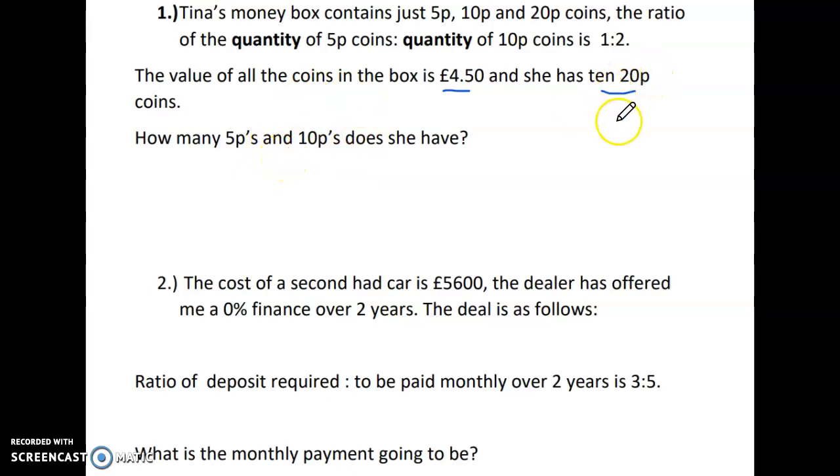So first of all, I'm looking at that and thinking, right, I can work this out. I'll do 10 times 20p. So she's got £2 worth of 20 pences. If I take that away from the total of £4.50, what we're left with is £2.50. And she has twice as many 10p coins as she has 5p coins.